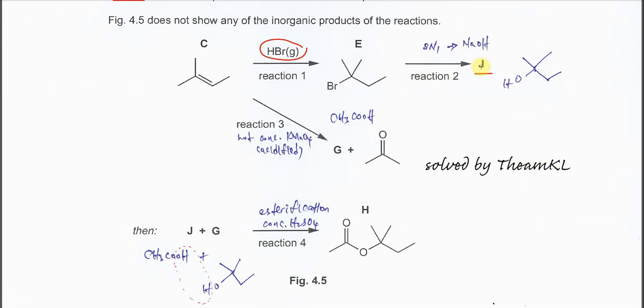Then we need to know what are the compounds needed to form the ester. To form ester, we need two groups. One is the alcohol, another one is carboxylic acid. So we can form alcohol from this halogenoalkane. So we need to use sodium hydroxide in water. So this bromine will be substituted by OH and it will form this alcohol, means J.